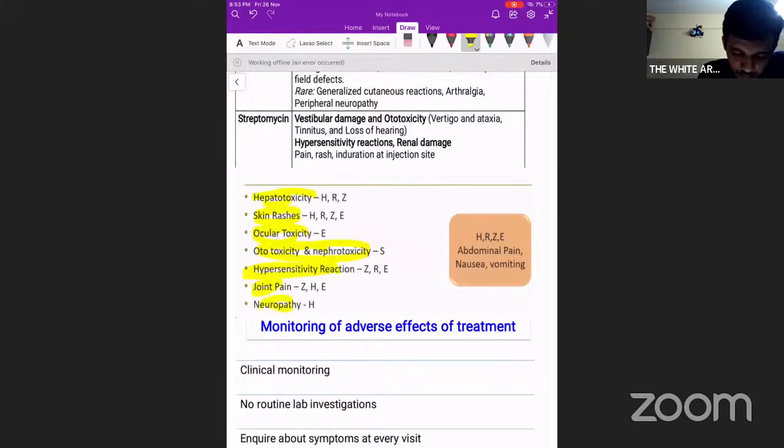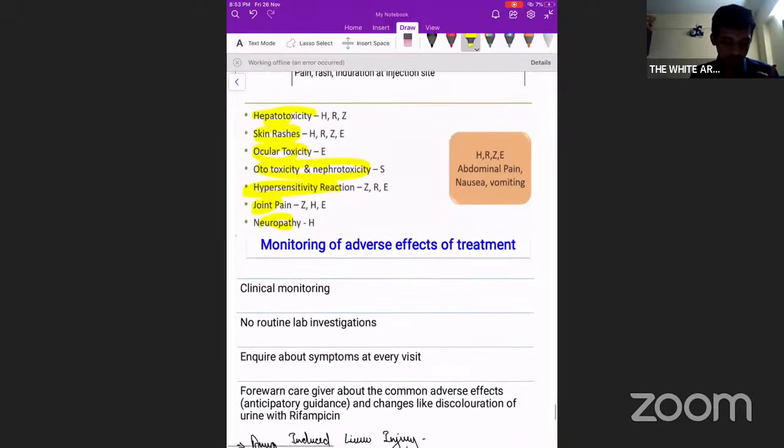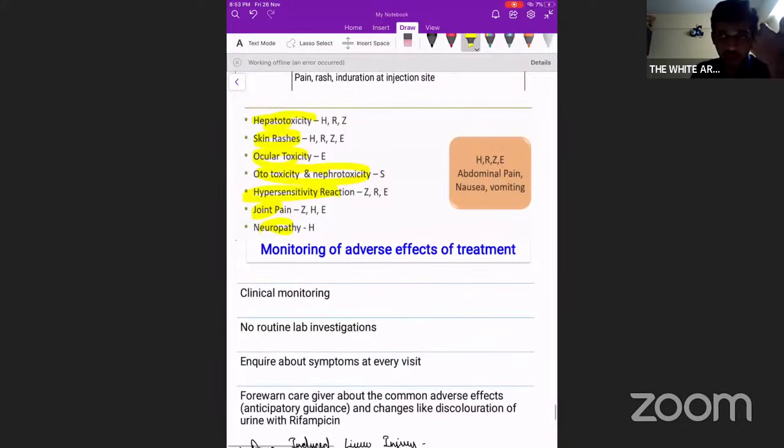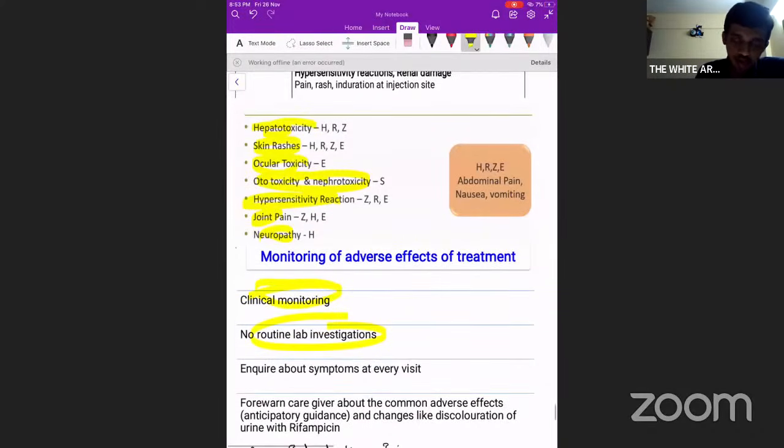Okay. Now, since we can expect all these symptoms, how do we monitor for these adverse effects? We don't have to make them undergo any routine lab investigation until and unless they are symptomatic. So just clinical monitoring is required. No routine lab investigation is required. Okay. Inquire about all these symptoms at every visit. And you counsel the caregivers that all these things are possible.